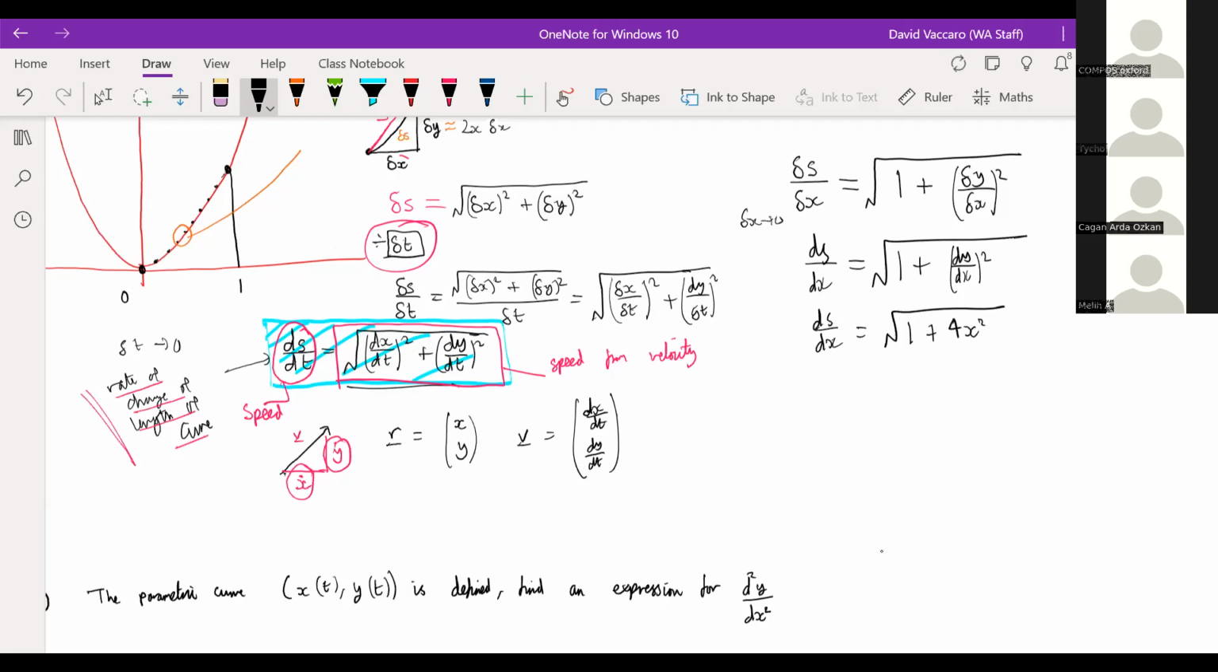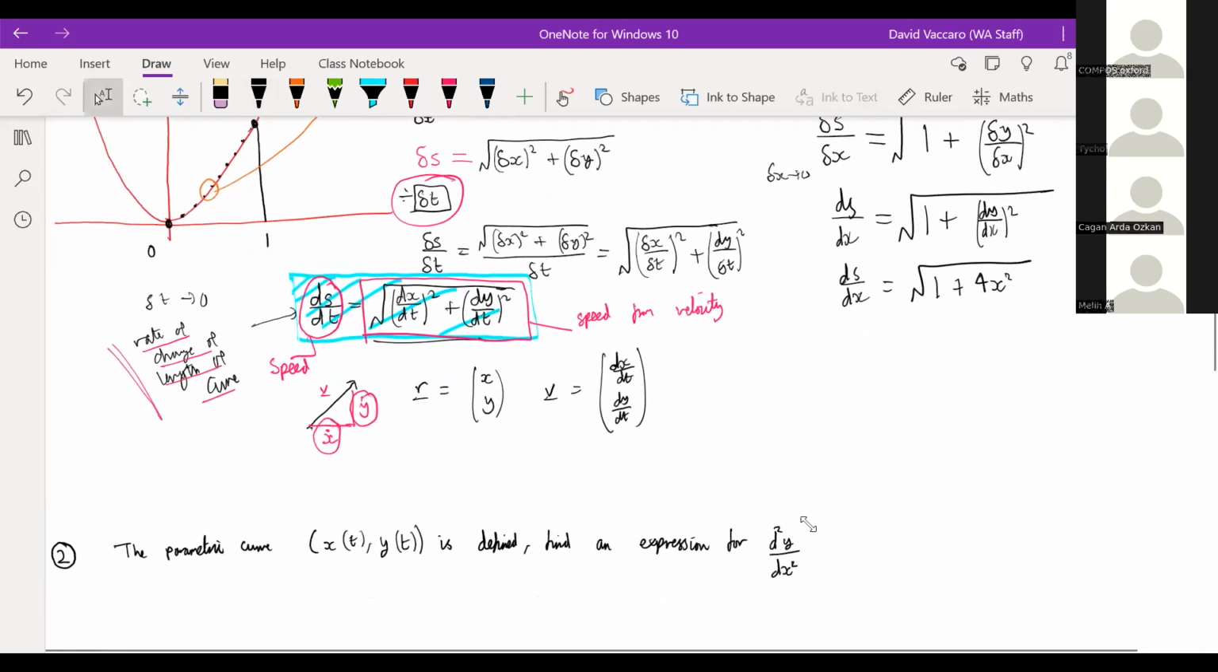What do I actually do to find the length of the curve? I'm expecting lots coming into the chat. So I know I've got an expression for ds by dx. What do I do to undo that? Well, I've got differentiation, so yeah, people are right, I integrate. So the length of the curve of my parabola between 0 and 1 is the integral of the square root of 1 plus 4x squared dx.